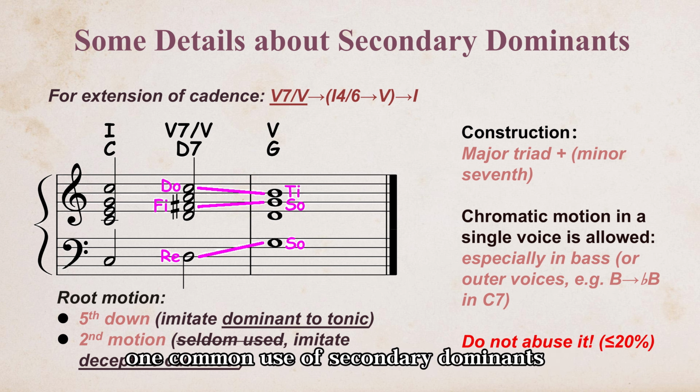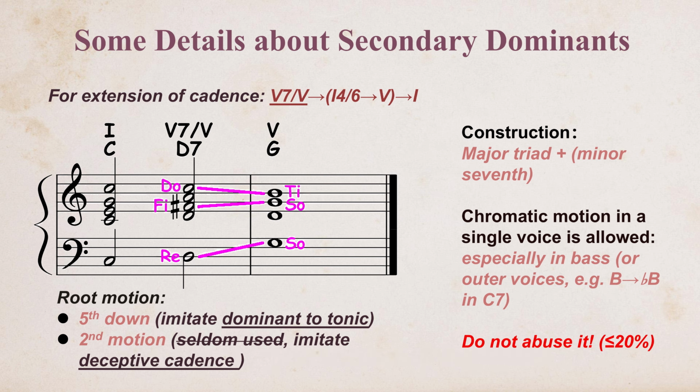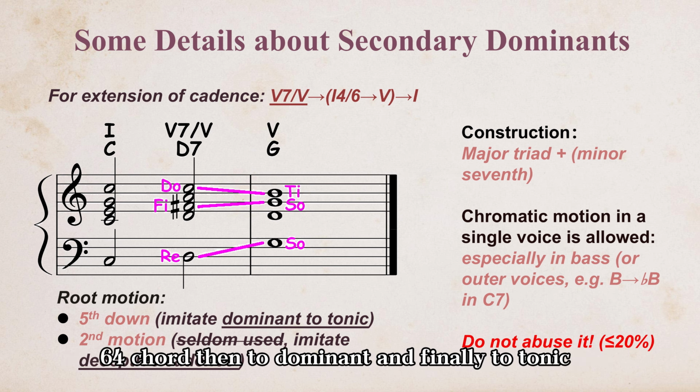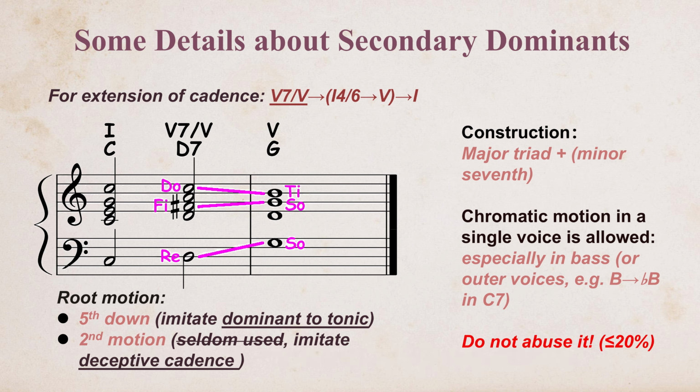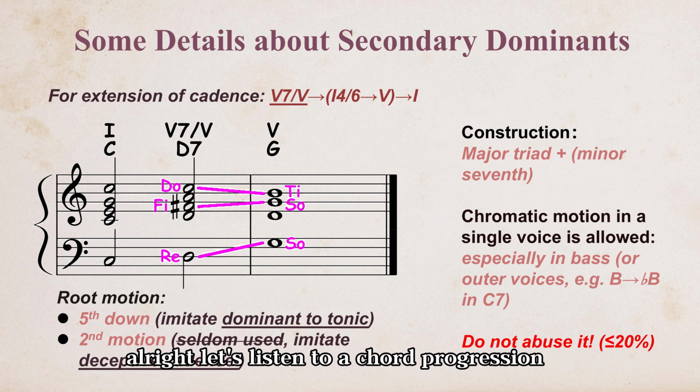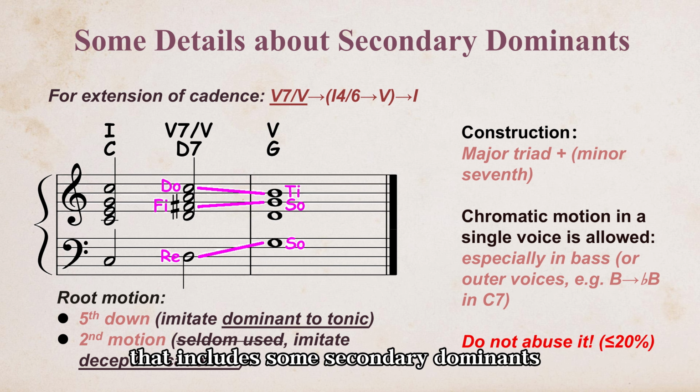Sixth, one common use of secondary dominants is to extend cadences. For instance, a dominant seventh of the dominant chord can lead to a cadential 6/4 chord, then to dominant, and finally to tonic. That said, the cadential 6/4 and dominant chords can be omitted if needed. It's flexible. All right, let's listen to a chord progression that includes some secondary dominants.